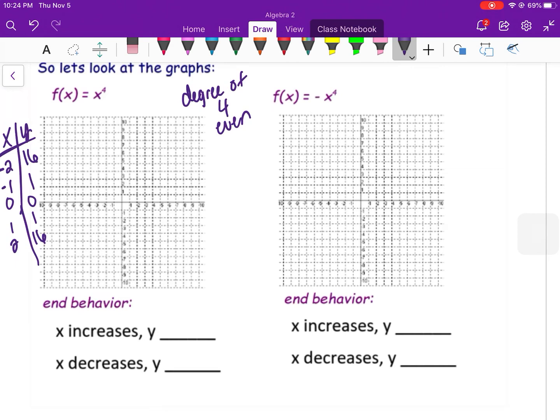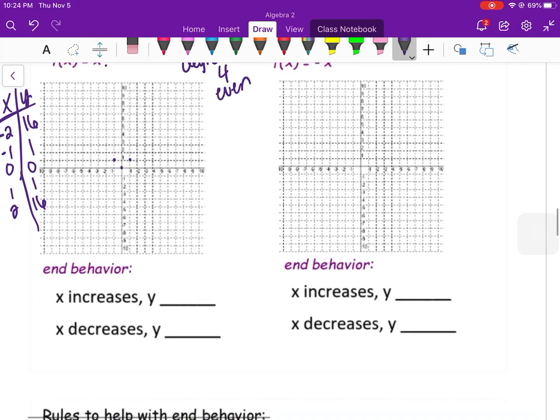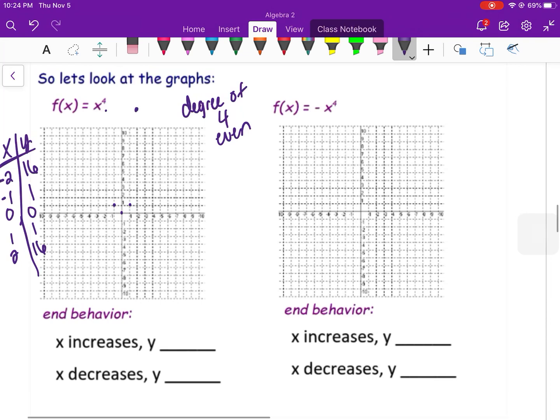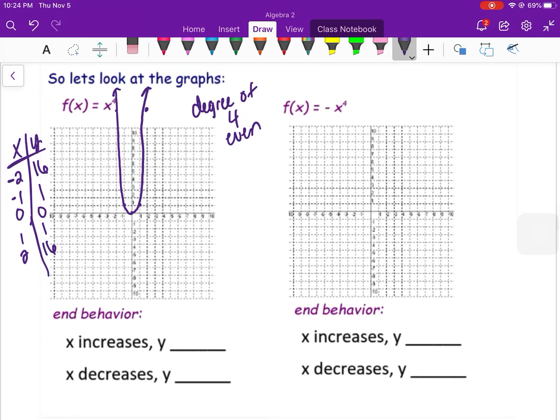So you're going to have negative 2, 16, way up here, negative 1, 1, 0, 0, and then 2, 16. So it kind of ends up looking similar to a parabola, very narrow in this case, but it has the same end behavior. As you go to the right or the left, the bigger the x that you pick, the bigger the y value that will come out.